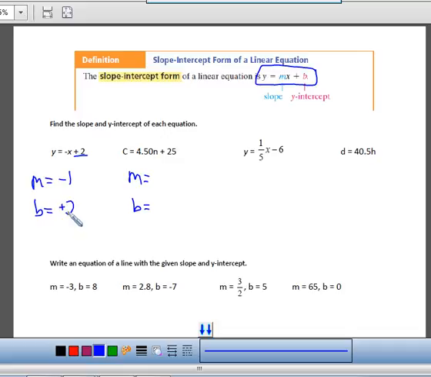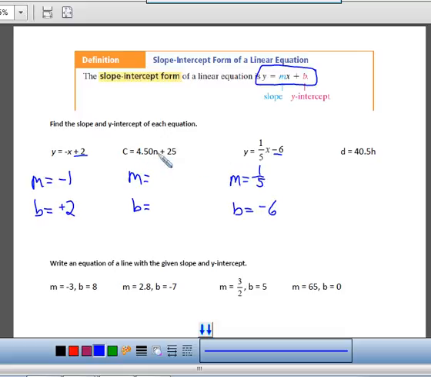And this is the y-intercept, +2. Now, it's okay to put the sign if you want, because in some instances you're going to see a negative, like over here. So you can't forget that. If you just put 6, well, let's go ahead and skip over to this one. If you just put 6, that will be wrong. B, the y-intercept, is all of this, so it's -6.